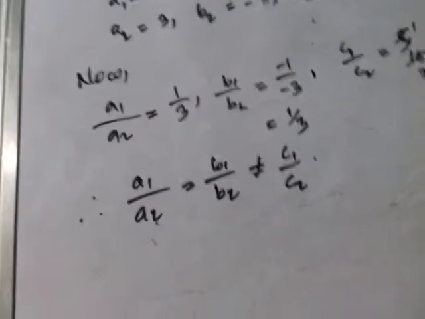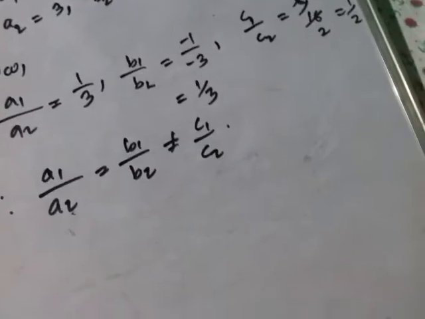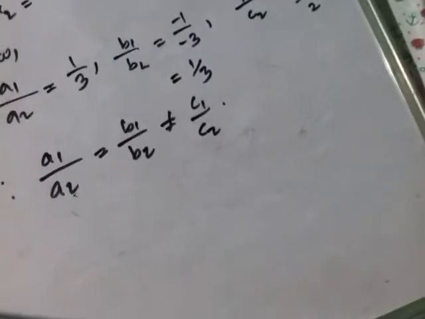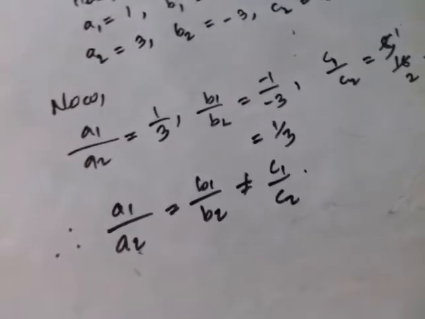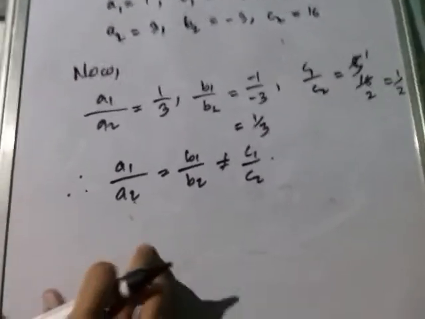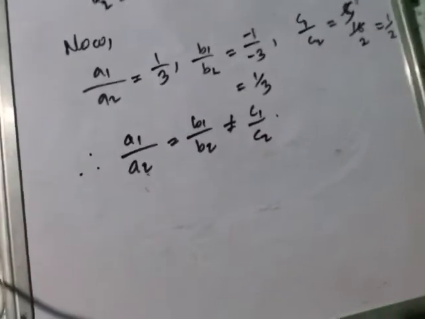What they have told us in the question is that if the pair of linear equations is consistent, we will find the solution graphically. But since it is not consistent, we will not find it graphically. We will stop here, understand?